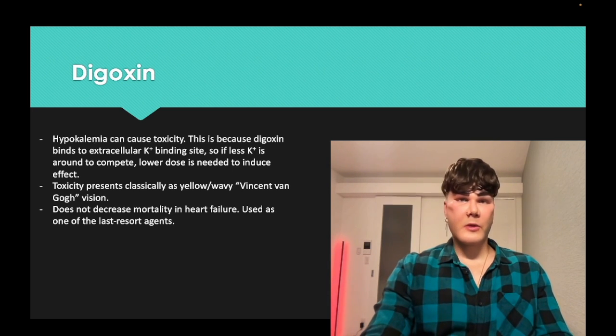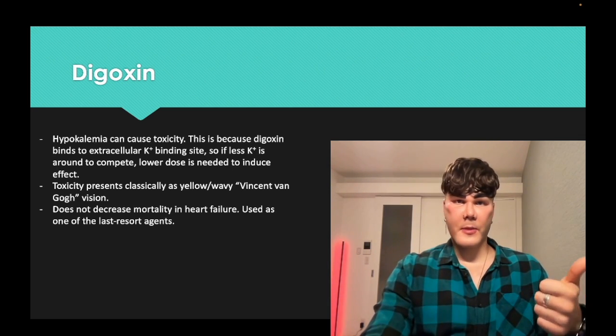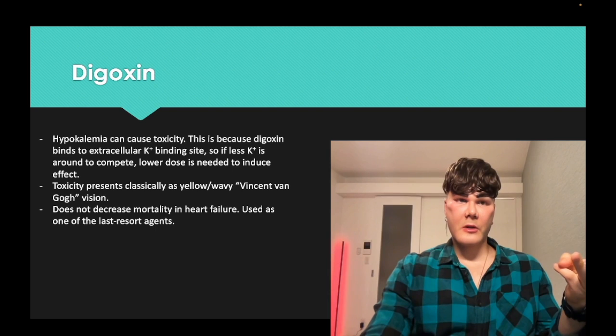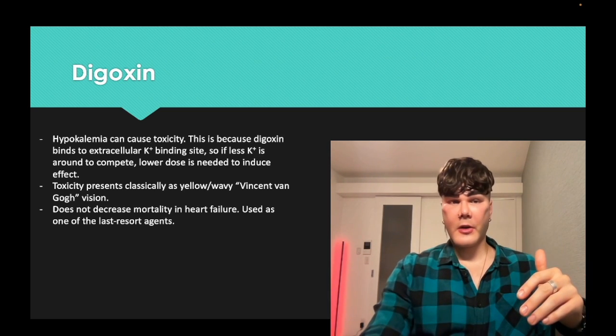So drugs that decrease mortality: ACE inhibitors, angiotensin receptor blockers, beta blockers such as metoprolol, spironolactone, the combination of hydralazine and nitrates. But drugs like furosemide, loop diuretics, and digoxin do not decrease mortality in heart failure.